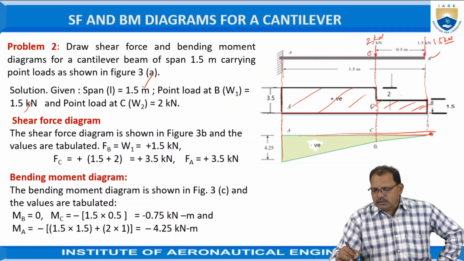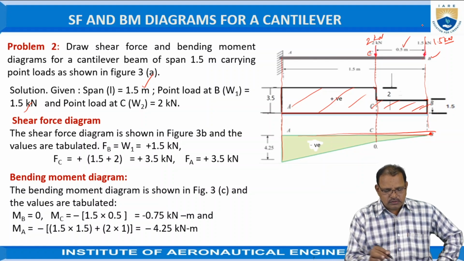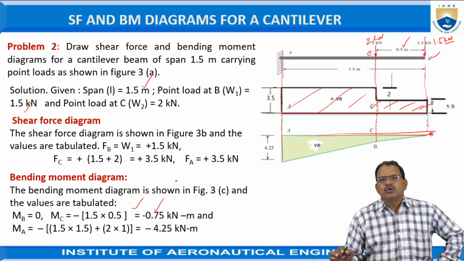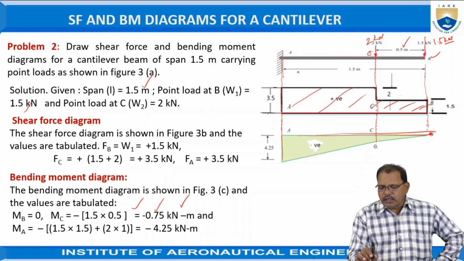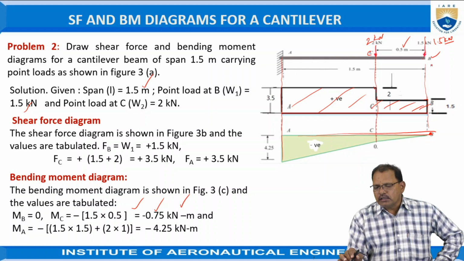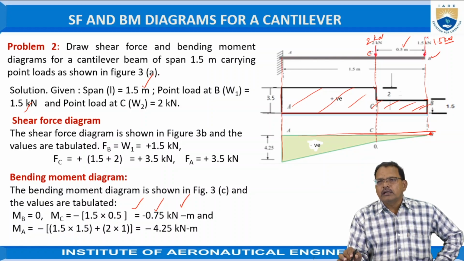And at C position now, the bending moment is equal to force into distance, that is 1.5 into 0.5, which is equal to 0.75 kilonewton meter. Now the bending moment at A: these two forces are acting towards the right side. One is 1.5 kilonewtons, one more is 2 kilonewtons, hence it is equal to 1.5 into 1.5. Here the length of the beam is equal to 1.5. Load is acting 1.5, hence it is equal to 2.25.